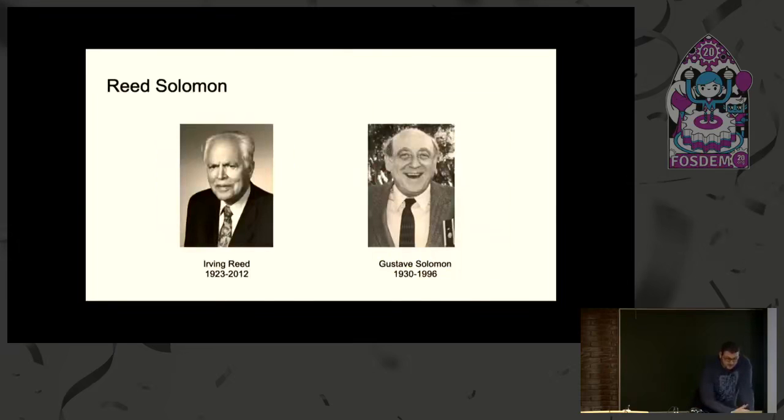So that's Hamming codes. That was in the 50s. Then these guys came along in the 60s, and they changed everything. Gustav Solomon and Irving Reed. And these guys were staff members at the MIT laboratory, and 10 years after Hamming's paper, they published a paper called Polynomial Codes over Certain Finite Fields.